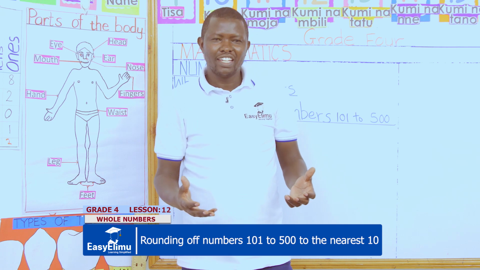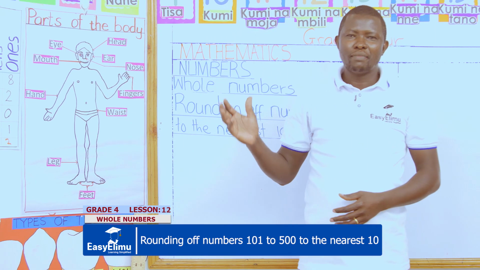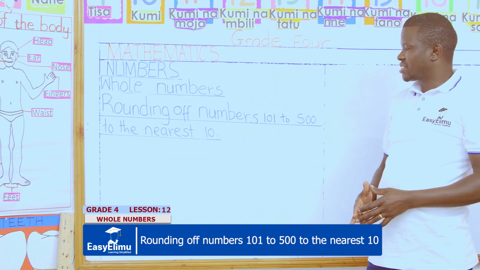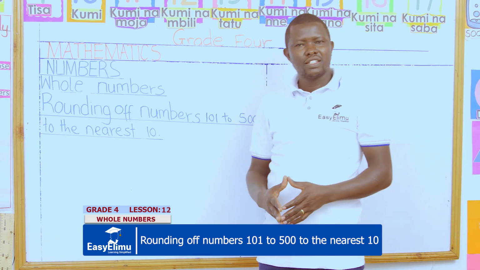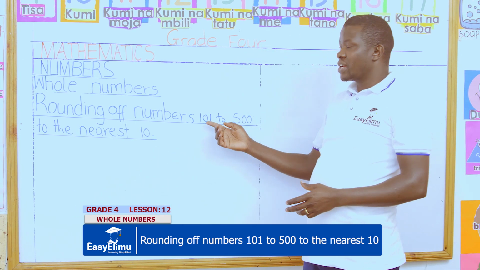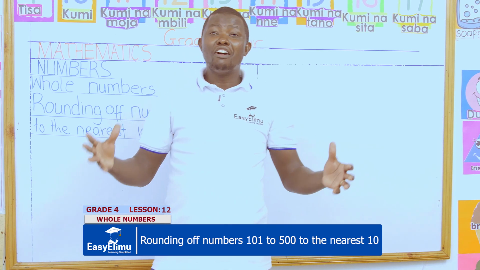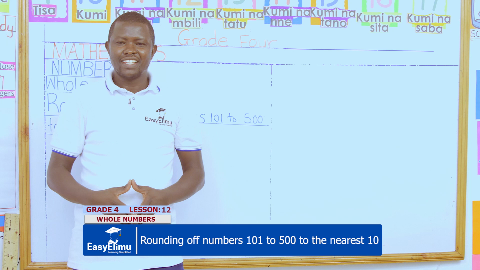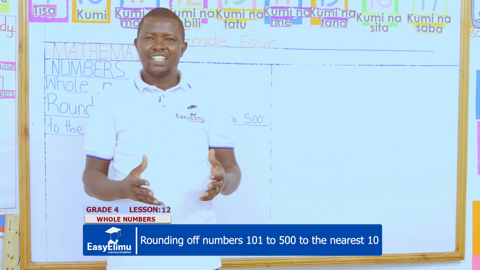In our lesson for today in grade 4 mathematics activities, we are on whole numbers, and on whole numbers we are rounding off numbers 101 to 500 to the nearest tens. Before we round these numbers, in our previous lesson we learned how to round off numbers from 1 up to 100 to the nearest tens. In our pairs, we can remind ourselves what we did.